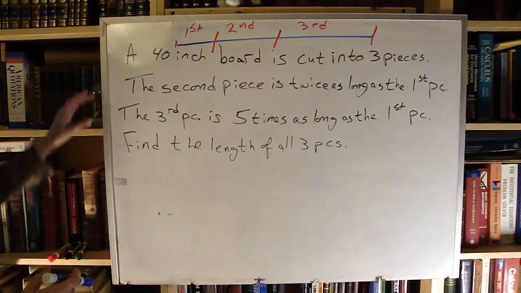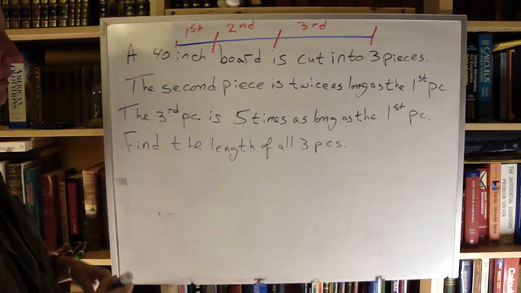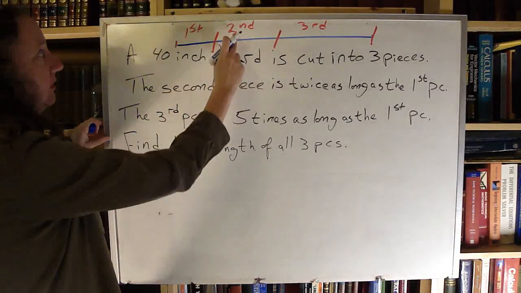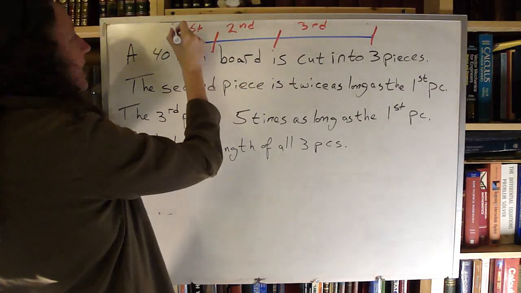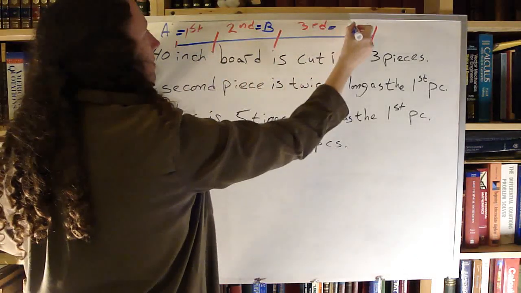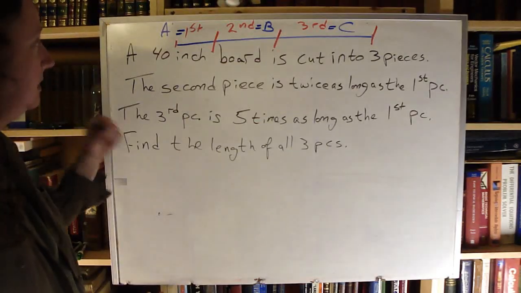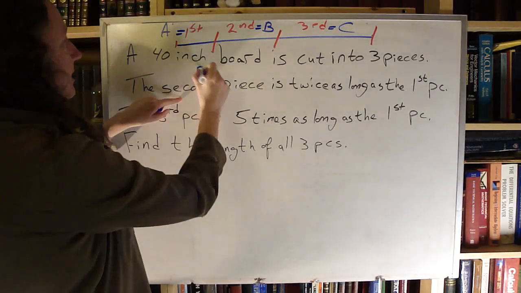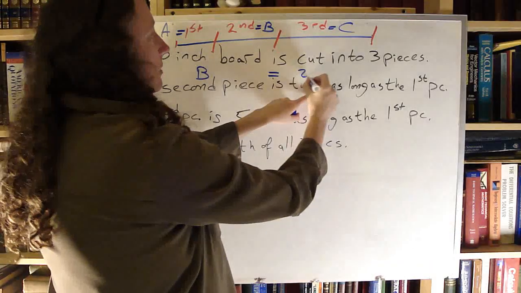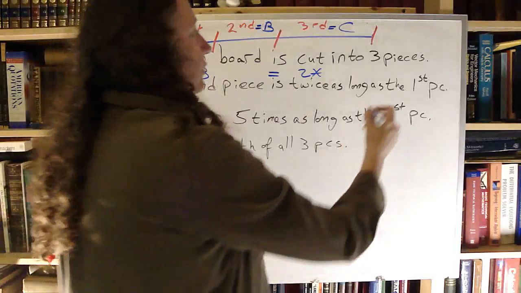So I need to translate each of these sentences or phrases to find out how long these are. So the second piece, that piece right there, I'm going to call these A, B, and C. That way I'm dealing with letters instead of all numbers. So the second piece, I'm going to call that B, is twice, 2 times, as long as the first piece. First piece I had called A.